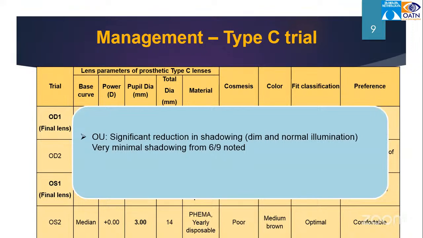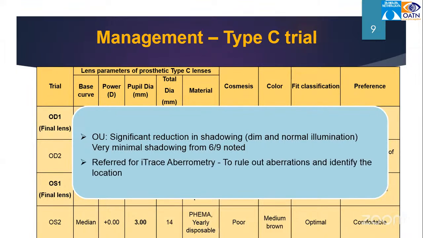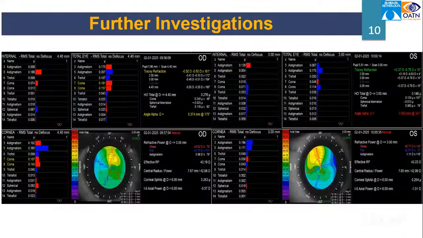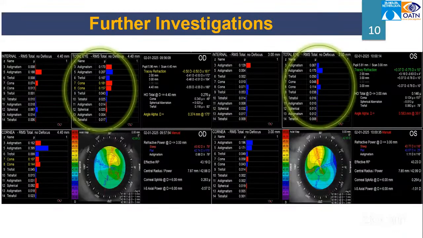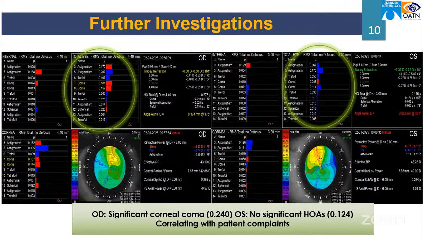So the patient still has residual shadowing present in the eye. So we referred for eye trace to rule out the possible aberrations. As you can see in this image, the right eye had more higher order aberrations than the left eye, which correlated with the complaints of the patient, most of which were contributed by cornea rather than internal.